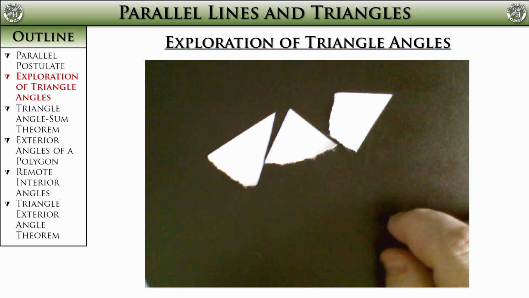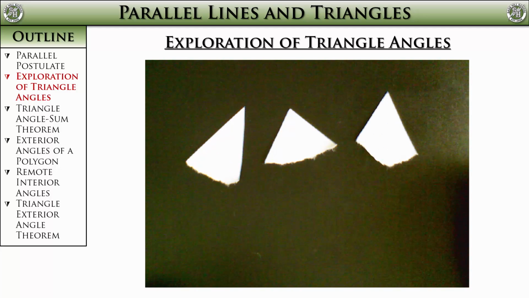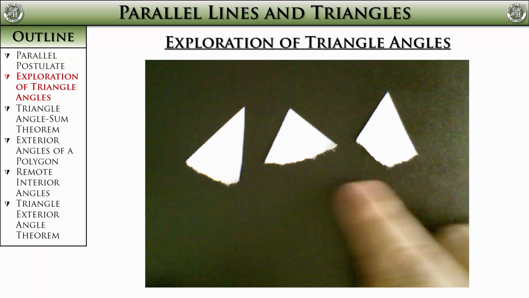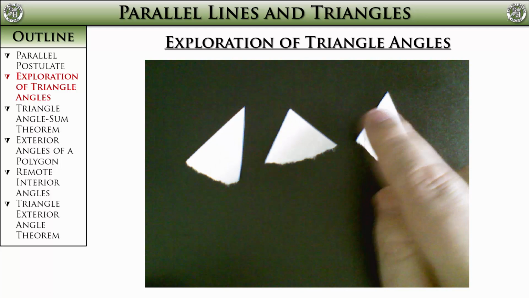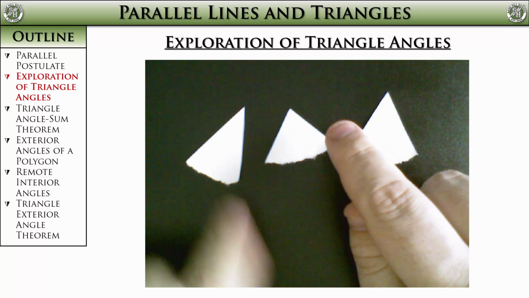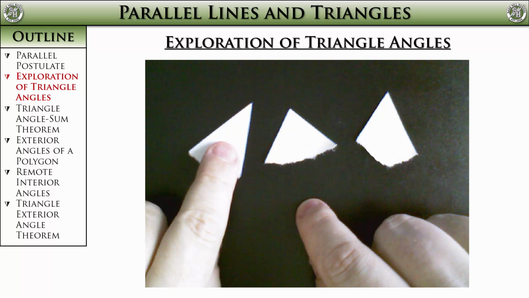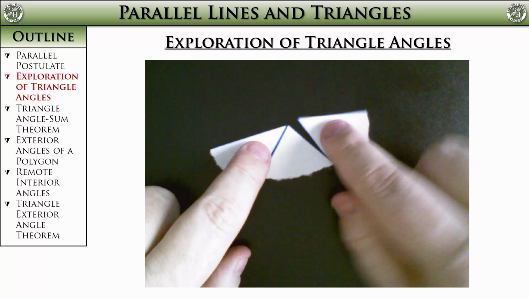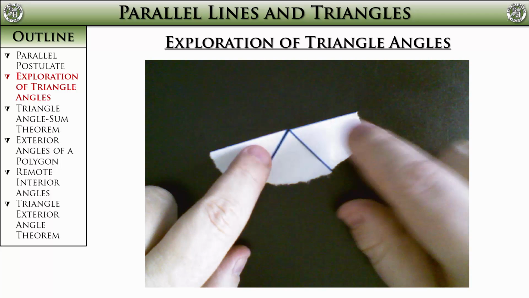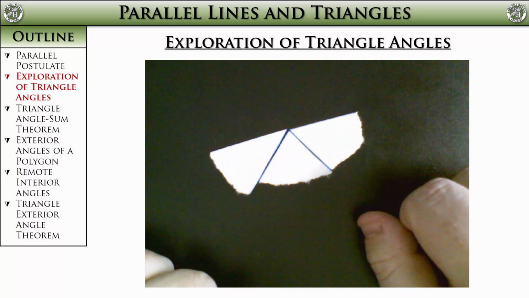Once you've ripped off the third angle, you should have something like this. We left them ripped on one side so that it's obvious which side is the rip side and which side was the angles of our triangle. Now what you're going to do is take the angles of your triangle and put them together so that the points all touch. And if you do that, you will notice that the three angles form exactly 180 degrees, a straight line. This works for any type of triangle, so if you chose a right, obtuse, acute, it doesn't matter. This is actually a physical proof for the next theorem that we're going to cover.